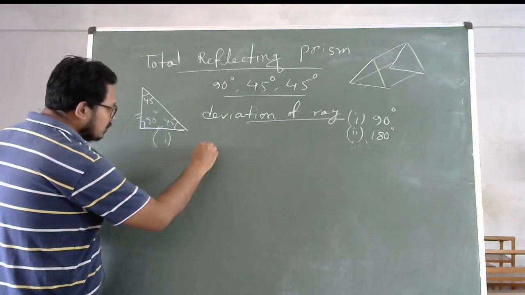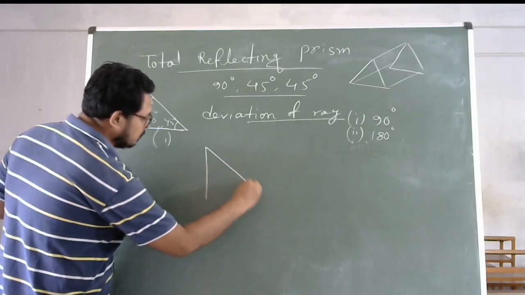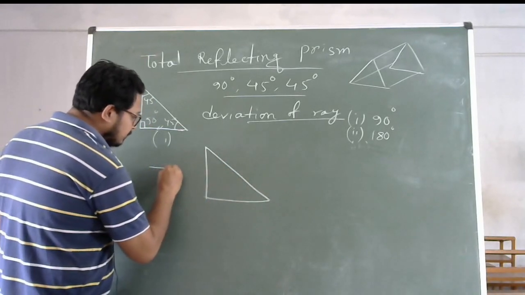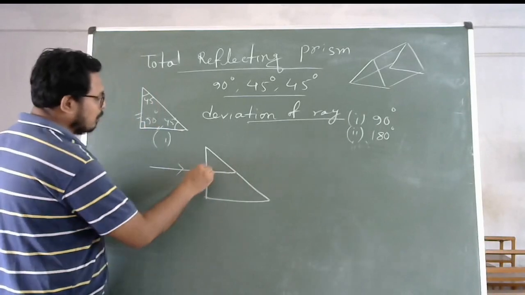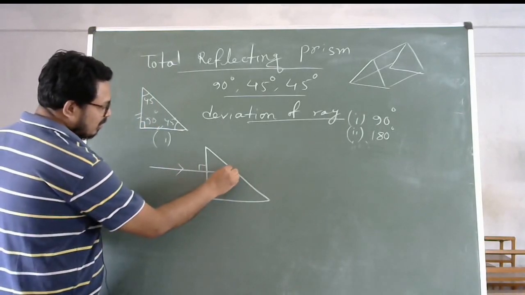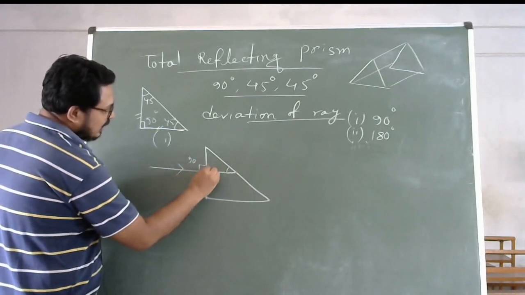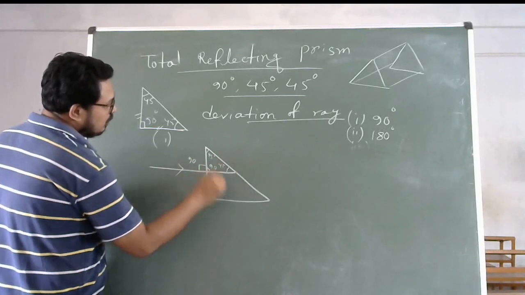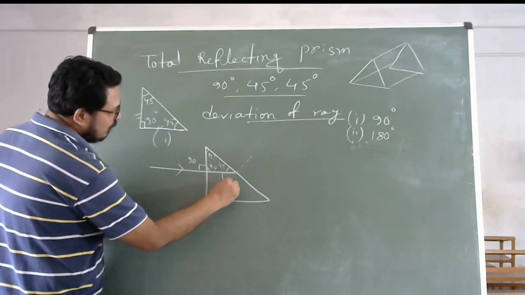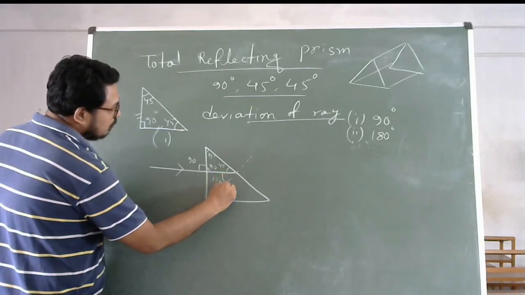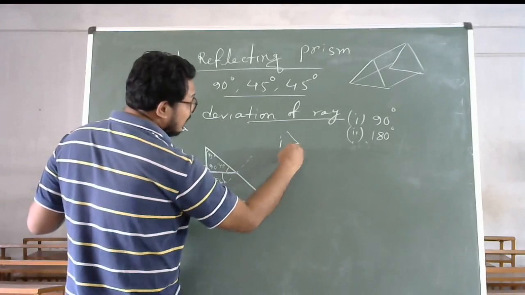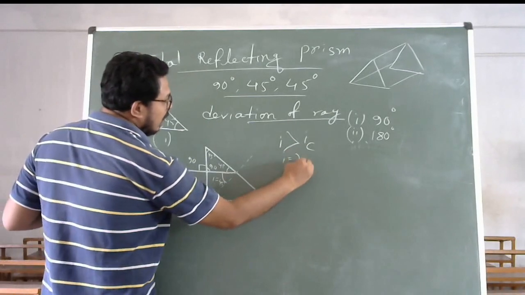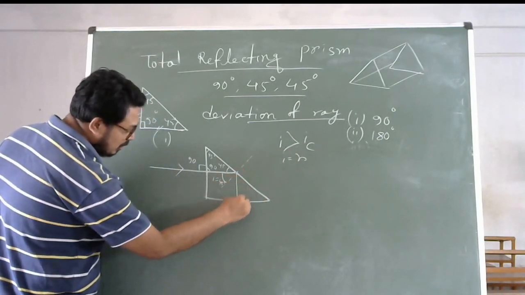See, if the ray comes perpendicularly to the surface, it falls here. Now if this one is 90 degree, this angle also will be 90 degree, this one is already 45, so this angle also will be 45 degree. Now if you draw one normal, the angle of incidence i is 45 degree. As we know, if i is greater than ic, that is the critical angle, there will be total internal reflection. As you know, i equals r, that means by an angle 45 degree it will reflect back here totally.